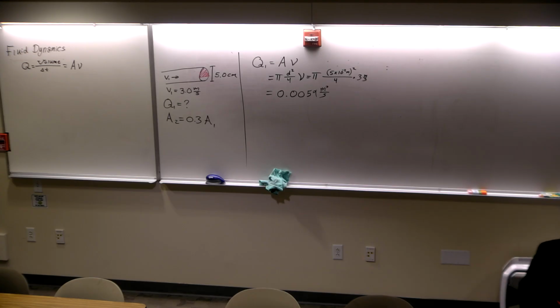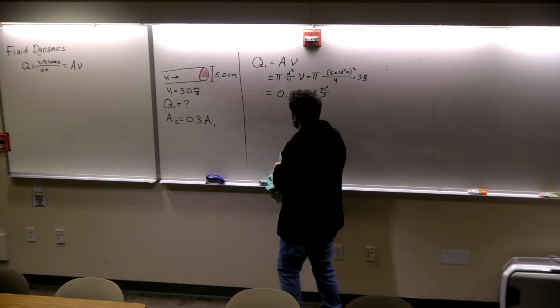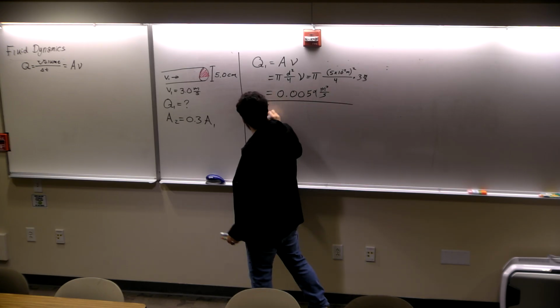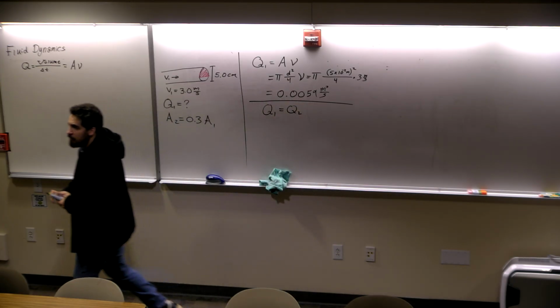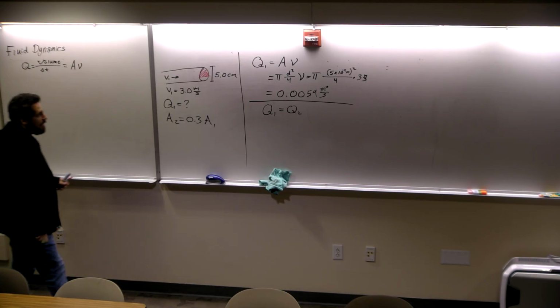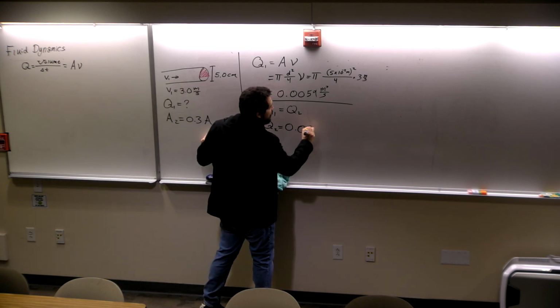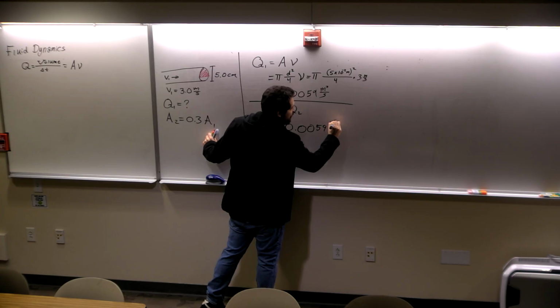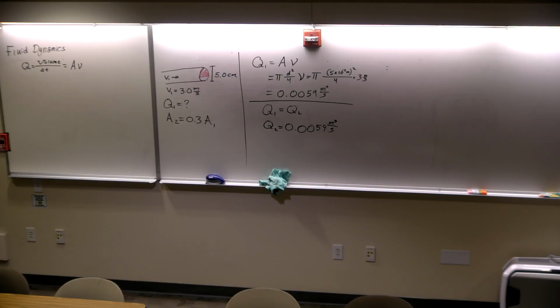But this gives us our flow rate of our hose. This tells us the flow rate of our hose. Continuity tells us that the flow rate in the unobstructed region is equal to the flow rate in the obstructed region. When we thin out our area, the flow rates must be the same. So what does that tell us? It tells us the flow rate in area 2 is the same, 0.0059 meters cubed per second. Doesn't matter that we've decreased the area, the flow rate must be the same.